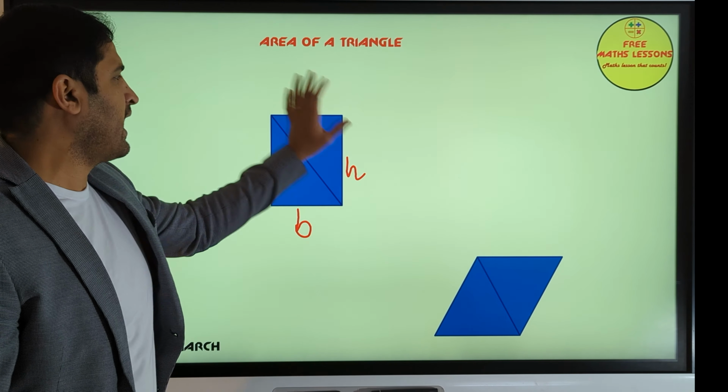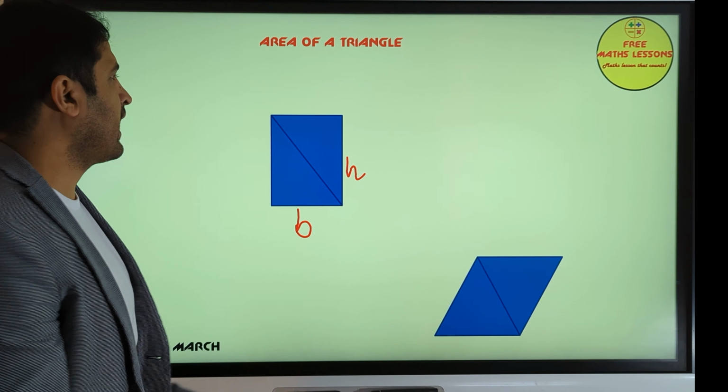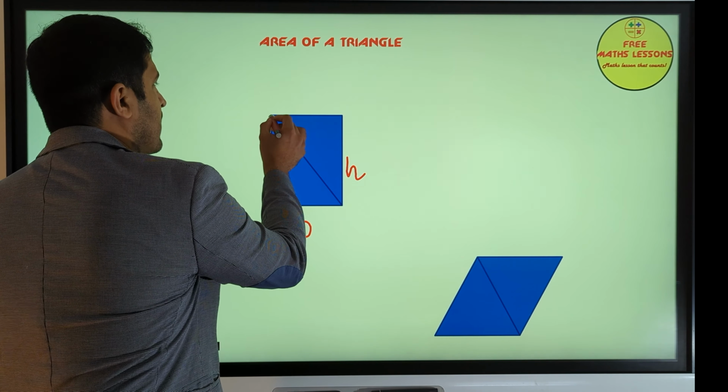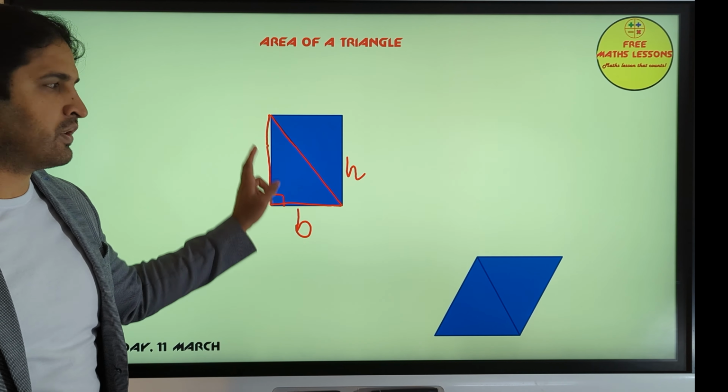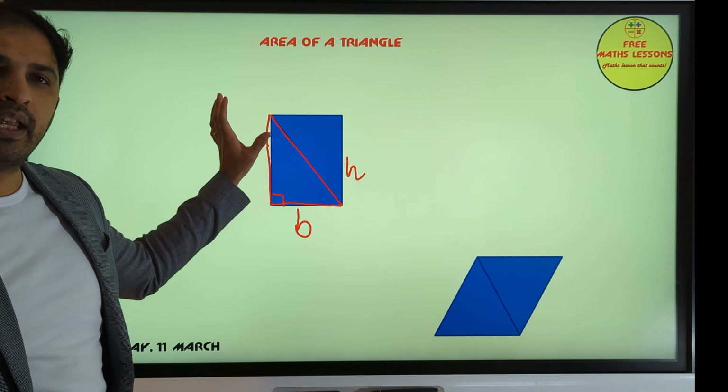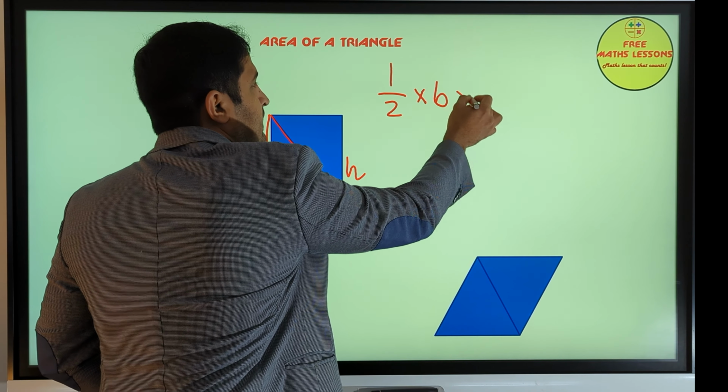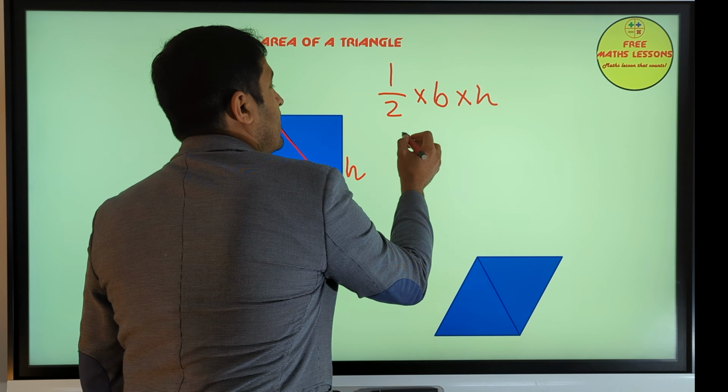If I don't want the area of the entire thing, I only want the area of half of this rectangle. And when you half that rectangle, what shape do I get? I get a triangle. Okay. So when you do base times height, that gives you the area of this rectangle. And when you half it, you get the area of this triangle. So the area of the triangle comes from half times base times height. They could write it like this.